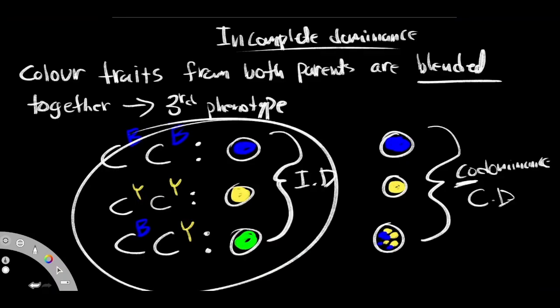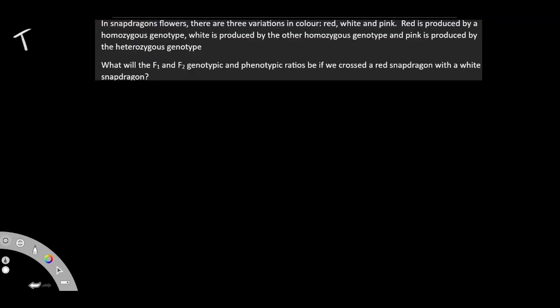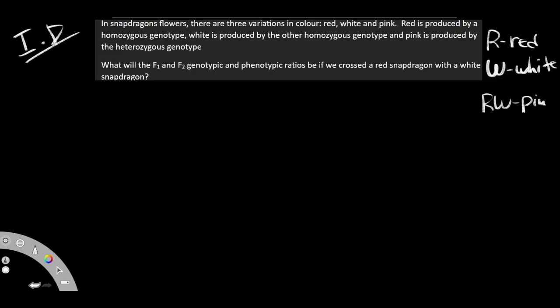But anyways, let's do a little quick example of incomplete dominance and then we'll jump into codominance. All right, again, this one is incomplete dominance, right? So let's give this a try together. So in Snapdragons, there are three variations of color: red, white, and pink. Okay, we've already looked at this previously a little bit. So red is produced by homozygous genotype, white is produced by the other homozygous genotype, and pink is produced by the heterozygous, all right? So let's say red is going to be R, okay? So R, okay, and you want white to maybe be W, that would make sense. So if you put them together, okay, RW, that would be that pink color we looked at.